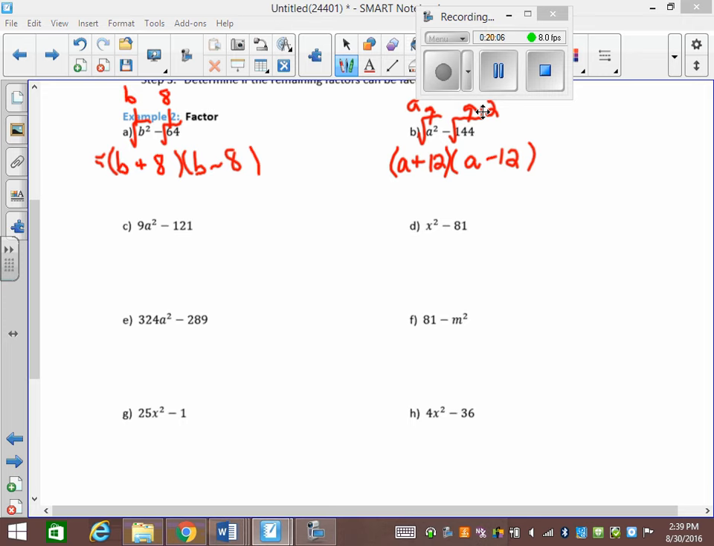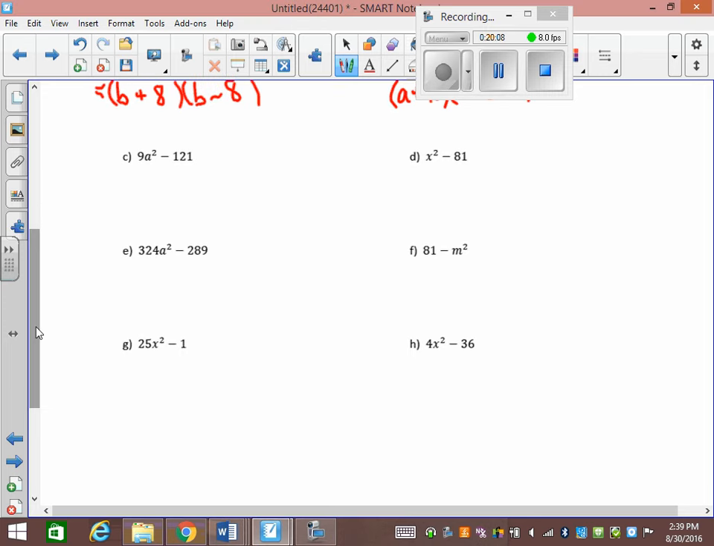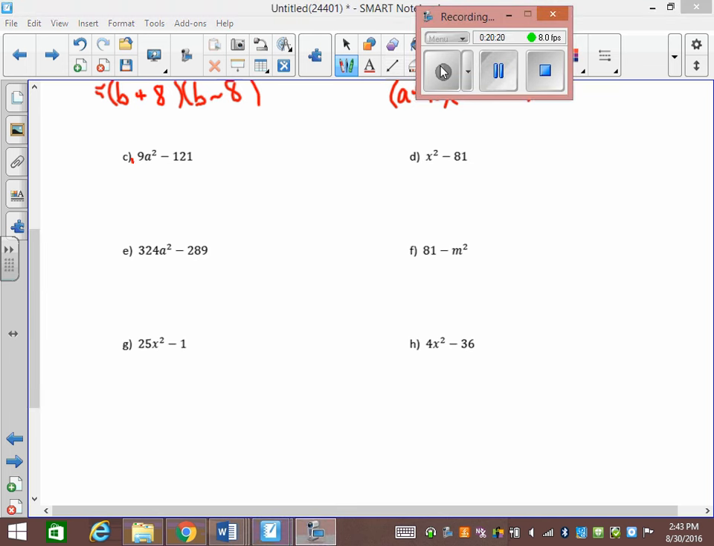I want you guys to try the last one here. The ones that people don't spot often are the ones with the one, because they forget to square root the one. And that one gets left behind all the time. So try it out. What's the square root of 100 squared, Emma? 10?